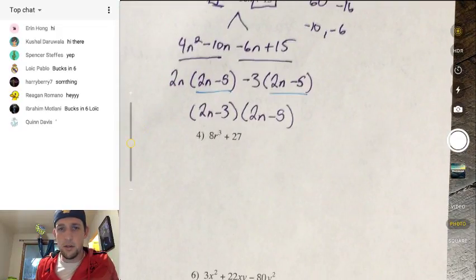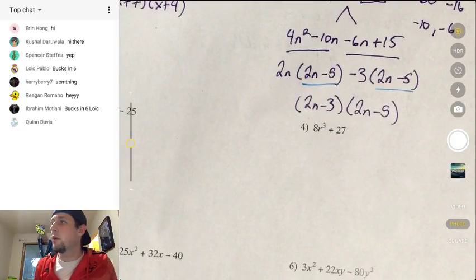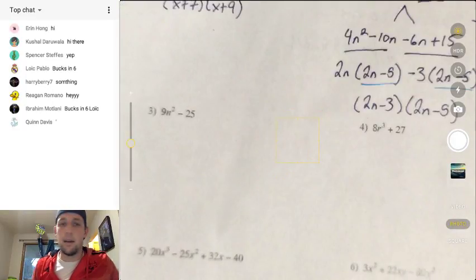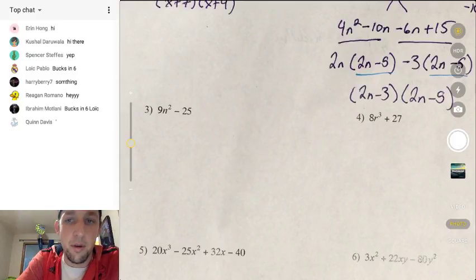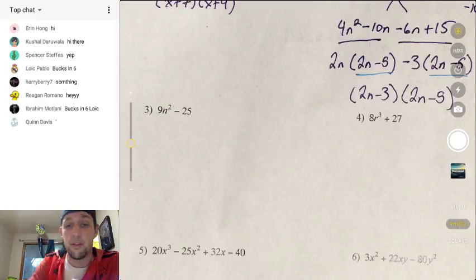The next two problems, let's see if I can get those in my window here. There we go. Our next two problems are our two-term problems, okay? So obviously one of those is squares rule and one of those is cubes rule, okay? The first one is squares rule. 9 and 25 are perfect squares.